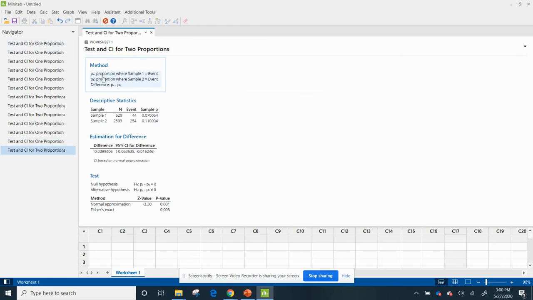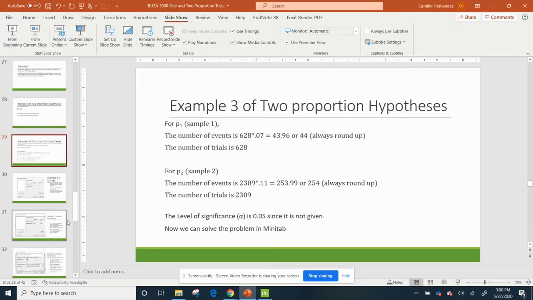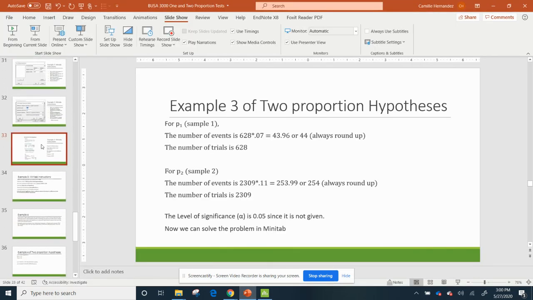Method, it tells me what I'm looking at. Descriptive statistics, it gives me sample 1, the n, the event, and the sample p. It does the same thing for sample 2. It shows me the difference between the two proportions, and it gives me a confidence interval for that. It gives me the null and the alternative hypothesis, my z-value because I'm doing the normal approximation, and my p-value. And again, here are the slides showing you what to do.